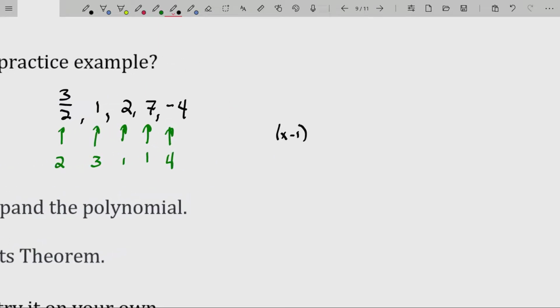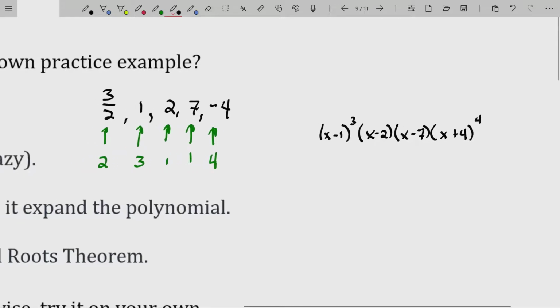X minus 1 will be a factor of multiplicity 3. I know that x minus 2 will be a factor. I know that x minus 7 will be a factor. And x minus 4 will be a factor, and that'll have multiplicity 4. Now, I didn't write the 3/2 there because I don't want to write it this way, x minus 3/2.